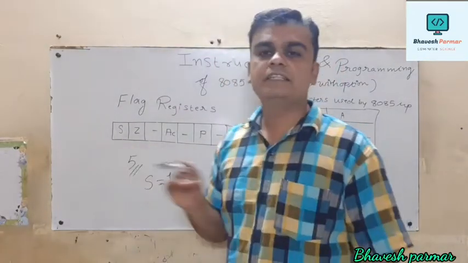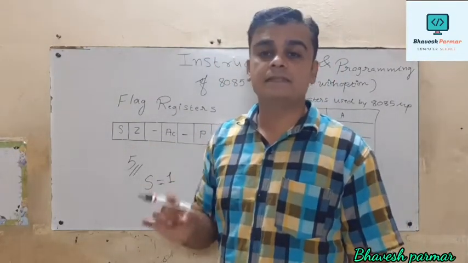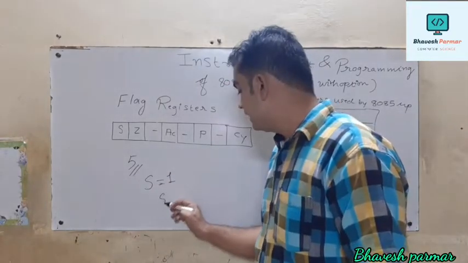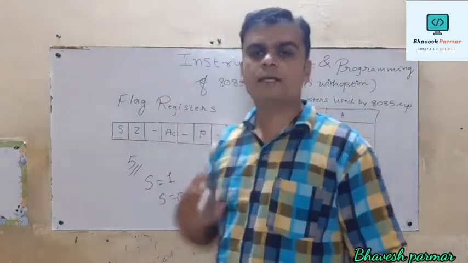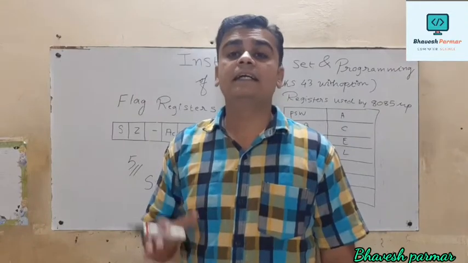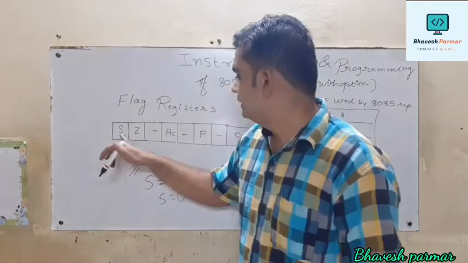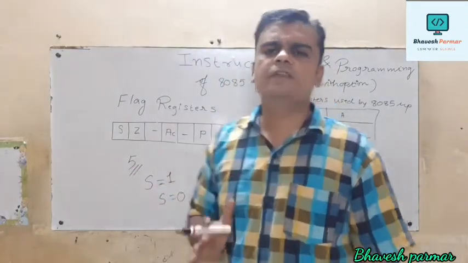Okay, and suppose if your MSB bit is 0, then you say that our S flag is equal to 0, or you can say that S flag gets reset. Got it? Then next is Z flag. So Z flag means what?